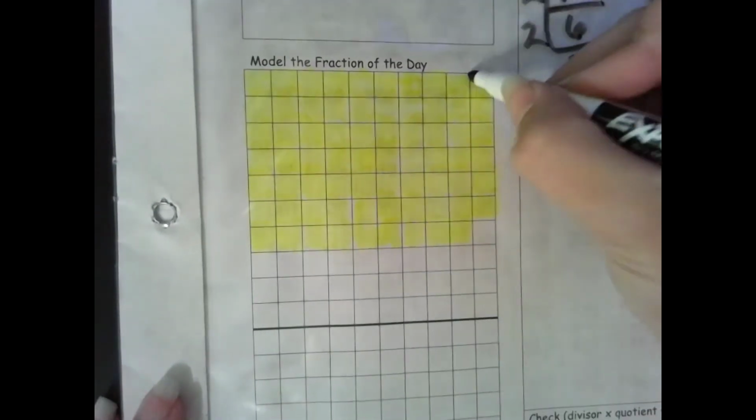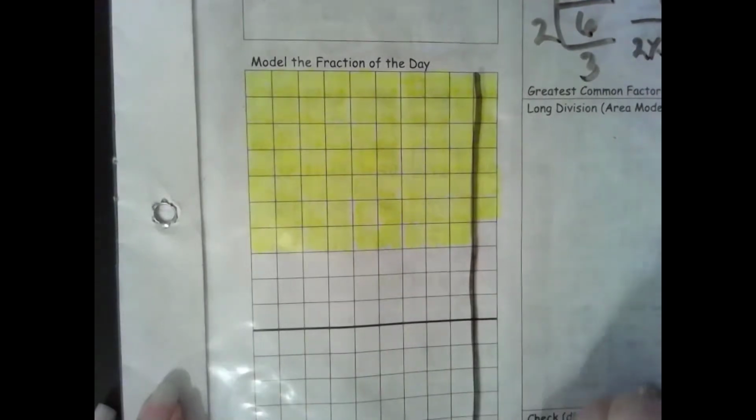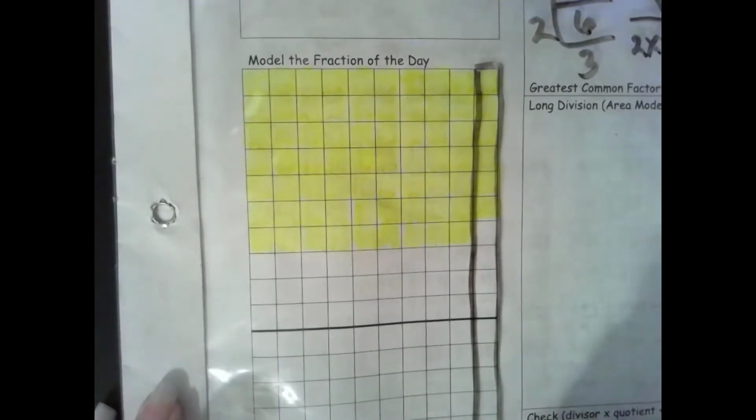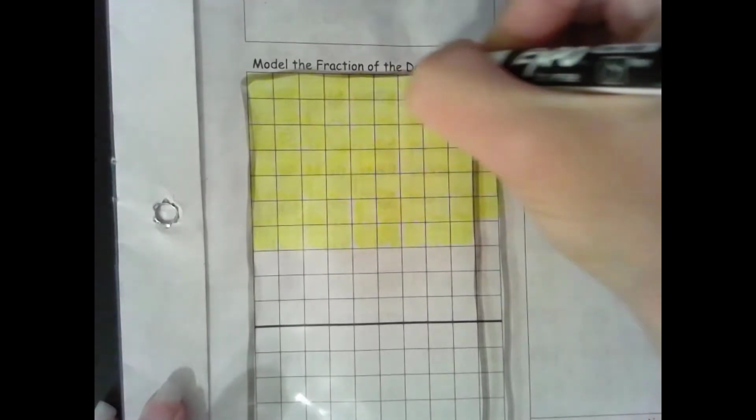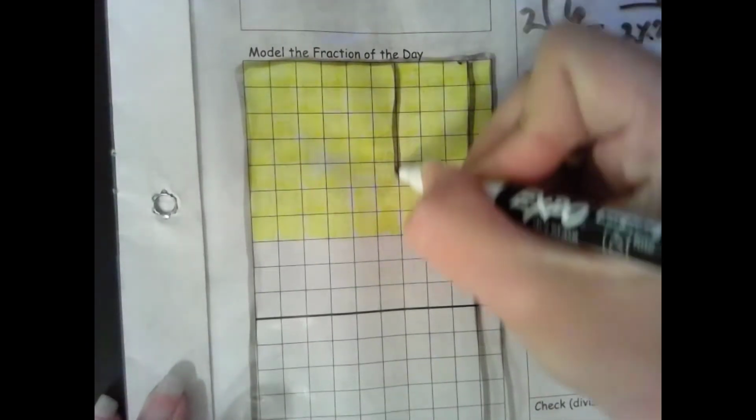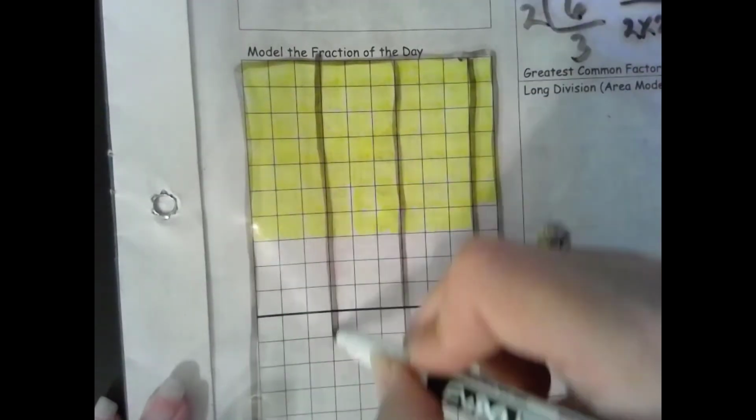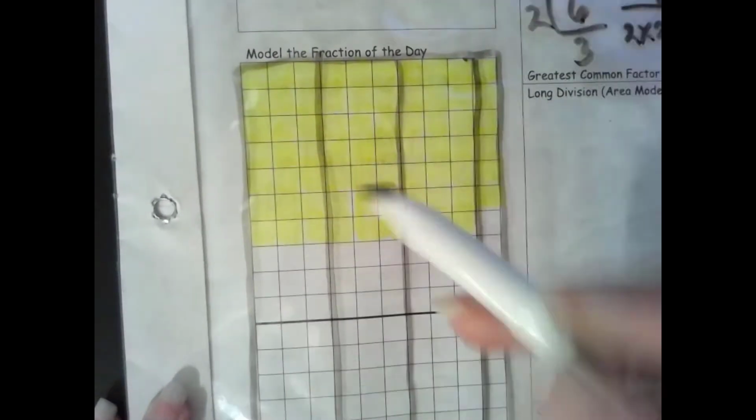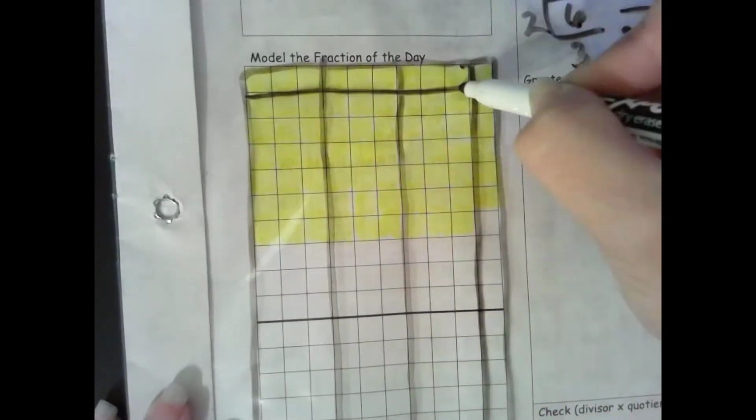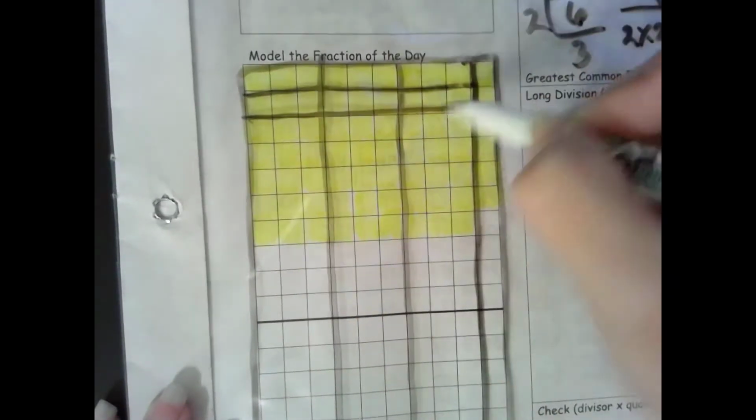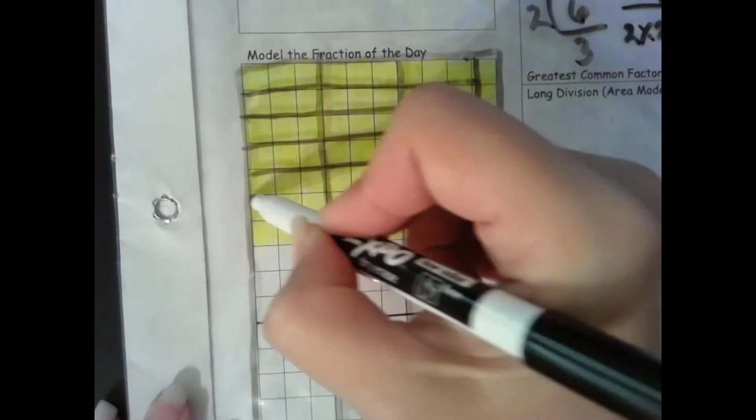Let's go ahead and make our groups of 3. So we're going to divide into equal groups. Your groups do not have to look like mine, but do make sure there's 3 in each group. And you want to keep the shaded separated from the unshaded. So we're making equal groups.